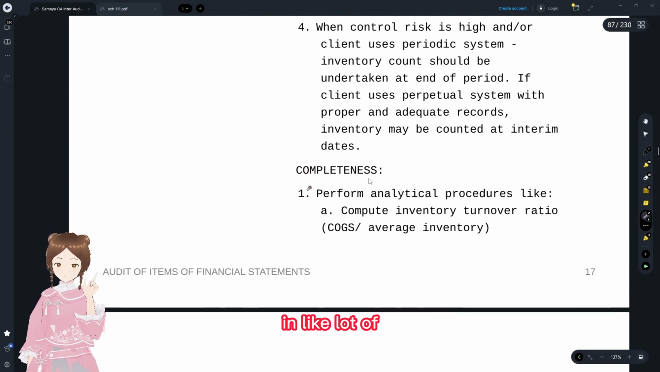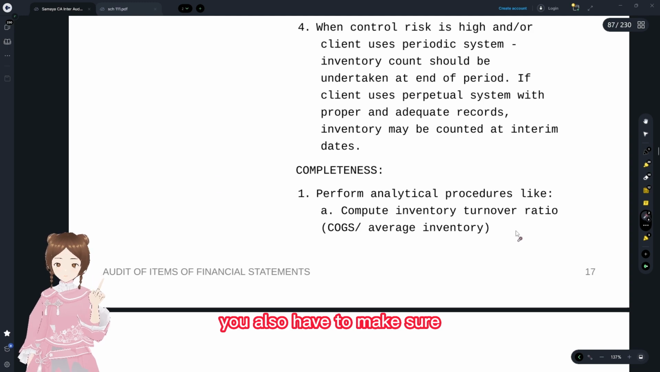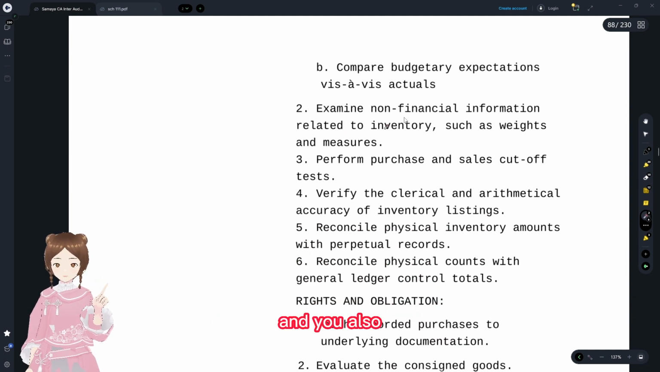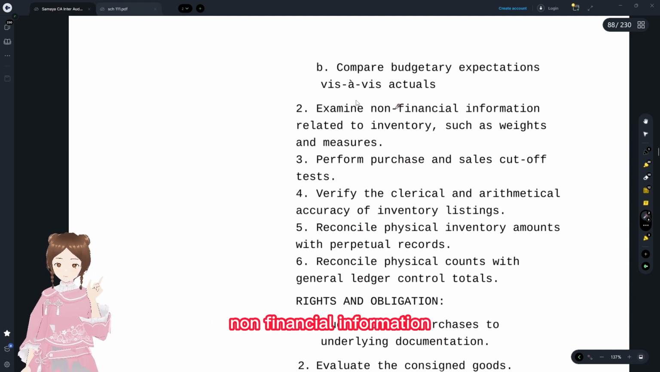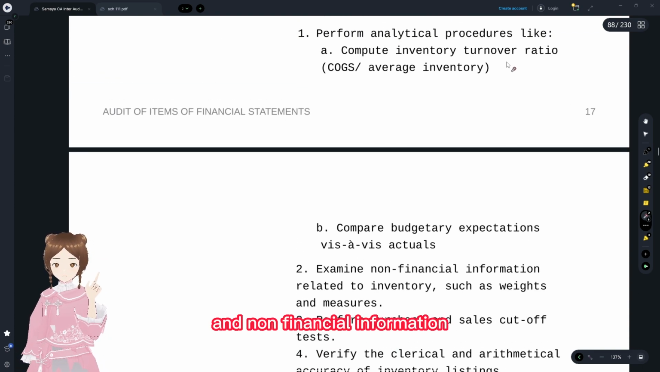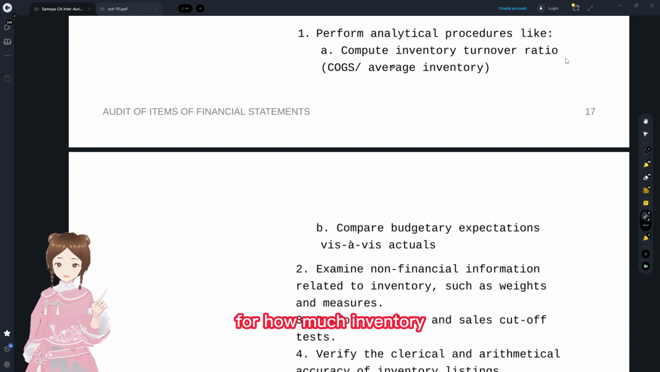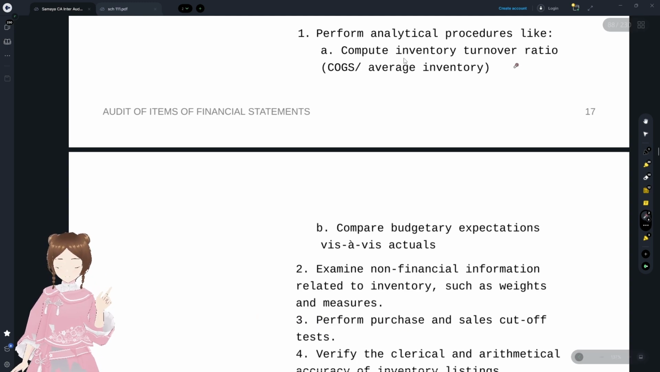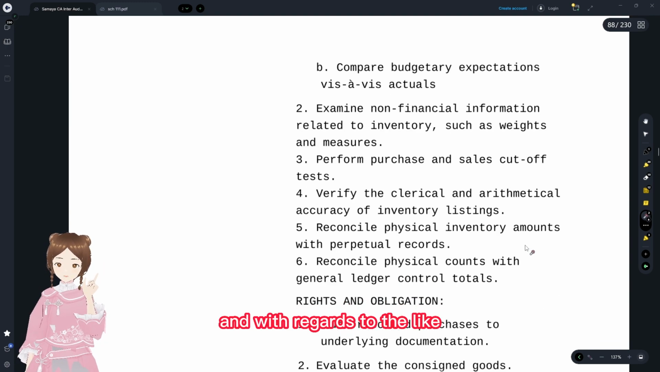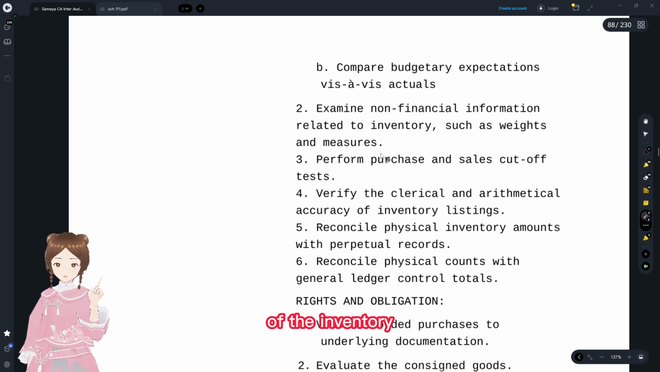And with regards to completeness, a lot of inventory will be purchased and a lot of inventory would be sold, so you also have to make sure you perform analytical procedures with regards to that inventory, and you also need to have some non-financial information. As we say, analytical procedures are a comparison of financial and non-financial information. For the financial information, that is the inventory turnover ratio, which is the cost of goods sold divided by the average inventory. And with regards to the non-financial information, we also have to check the quality of the inventory and the weights and measures of the inventory that were there.